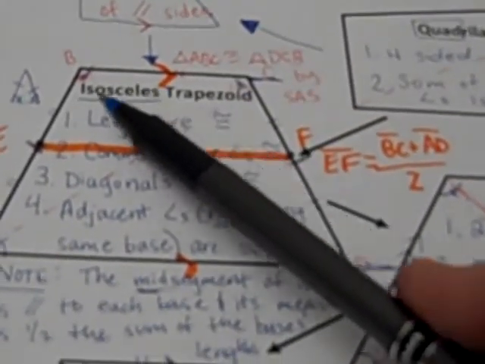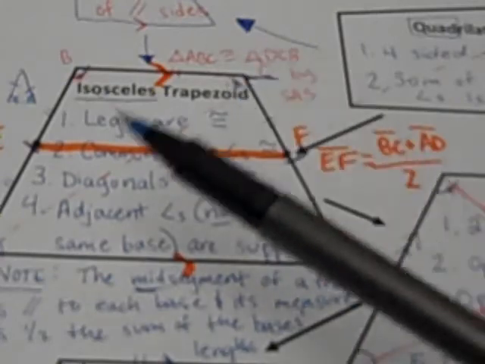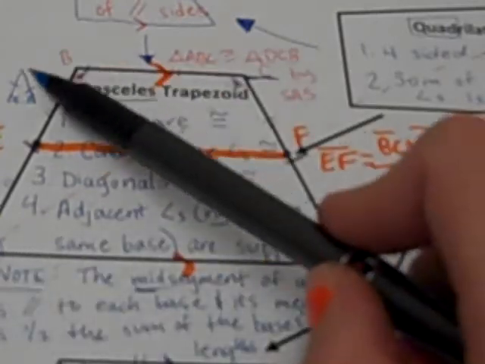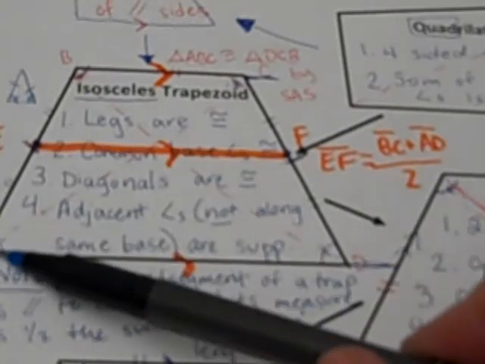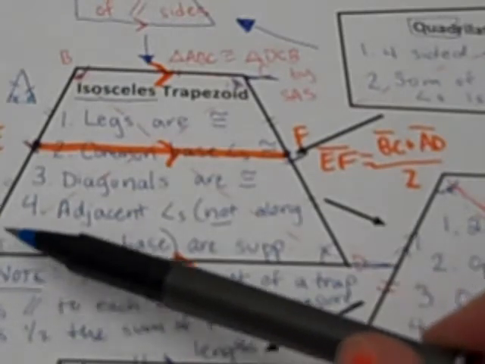Now, a more specific trapezoid is the isosceles trapezoid. Isosceles meaning these two legs are congruent to each other and the common base angles are congruent. Because of that, we found that diagonals are congruent using that SAS property, and the adjacent angles not along the same base, so these two angles, are supplementary.